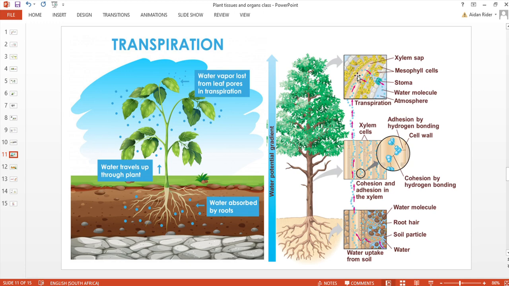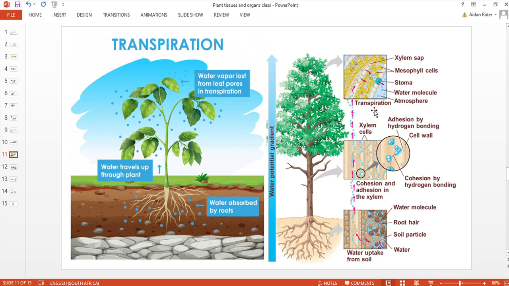Okay, a couple of factors can contribute to transpiration. Transpiration can happen at a slower rate or at a faster rate. For it to speed up, if the wind is blowing, that's one thing that will speed it up. If it is a very humid day, it would actually slow down. Humidity means there are a lot of water molecules in the atmosphere.